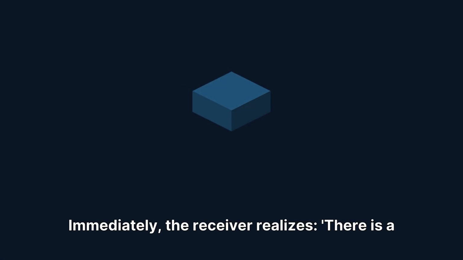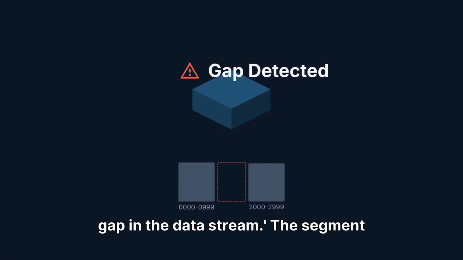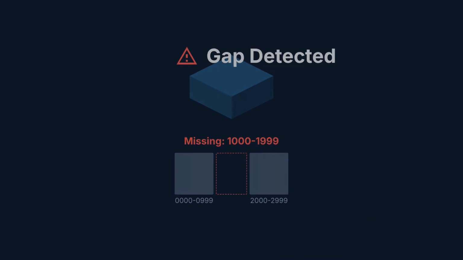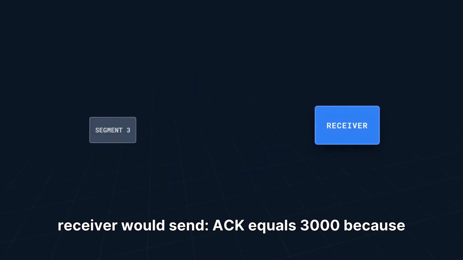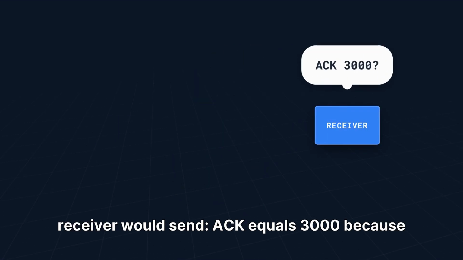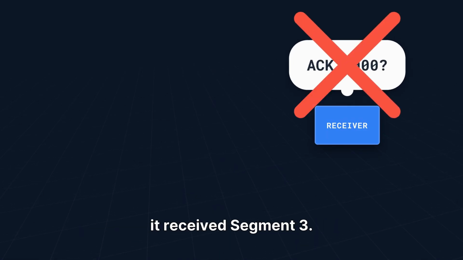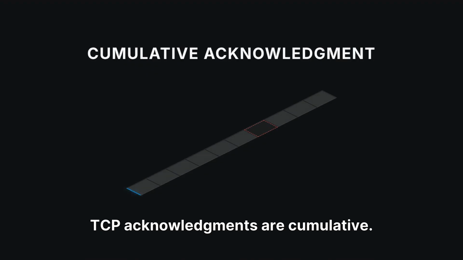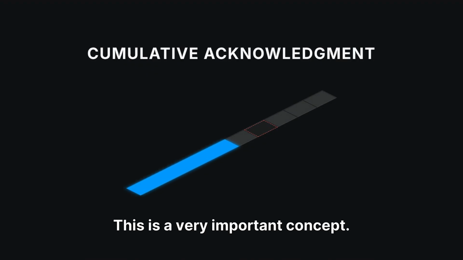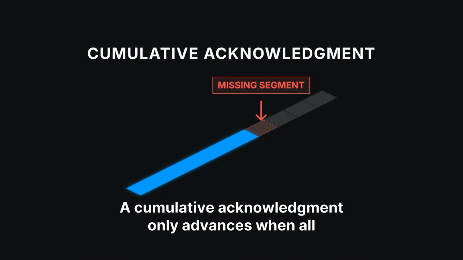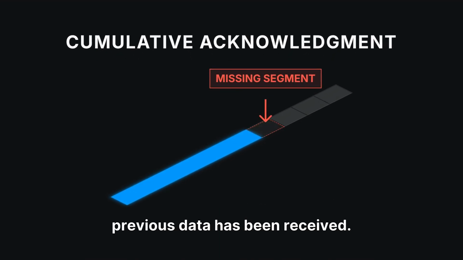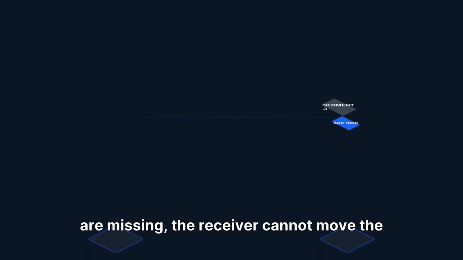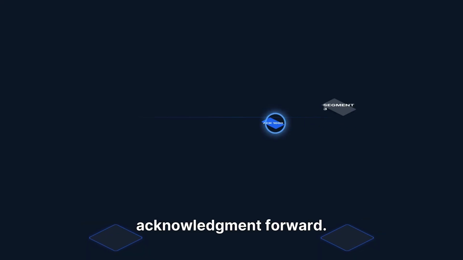Immediately, the receiver realizes there is a gap in the data stream. The segment starting at sequence number 1000 is missing. At this point, many people assume the receiver would send ACK equals 3000 because it receives segment 3. But TCP doesn't work that way. TCP acknowledgments are cumulative. This is a very important concept. A cumulative acknowledgement only advances when all previous data has been received. Since the bytes from 1000 to 1999 are missing, the receiver cannot move the acknowledgement forward.